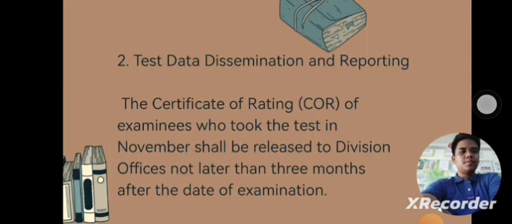So test data dissemination and reporting. The certificate of rating (COR) of examinees who took the test in November shall be released to division offices not later than 3 months after the date of examination. So not later than 3 months, the results of examinees who took the test will be released in division offices. So those are the things to disseminate the test.